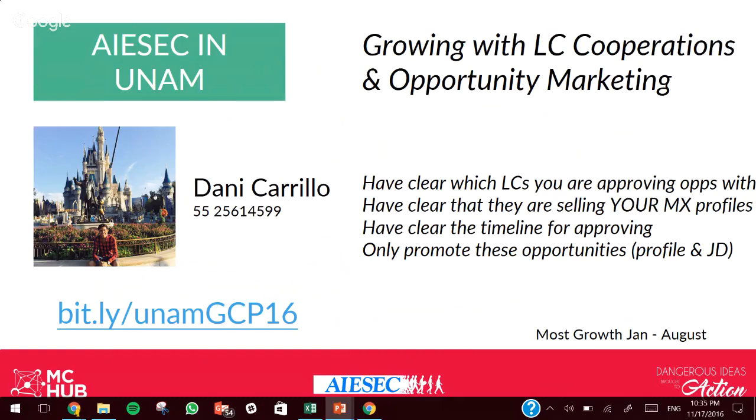And it was clear that those LCs that he had, when IGT was selling their opportunities to enablers, they were selling his Mexican profiles. They weren't selling just randomness. They were selling Mexican profiles, like UNAM Mexican profiles. And that ensured that these opportunities actually could provide an approval for his LC, for his people.